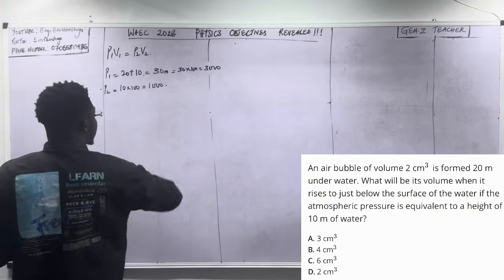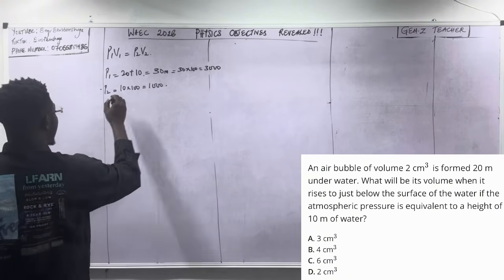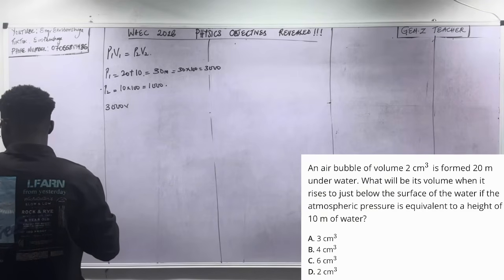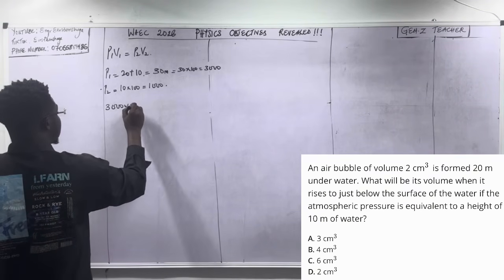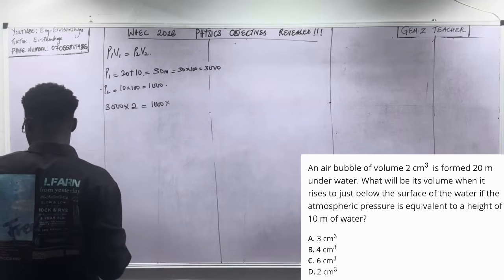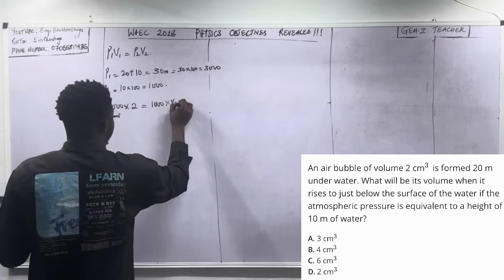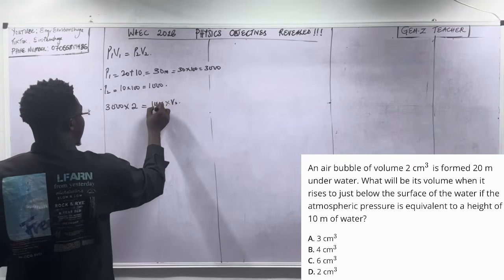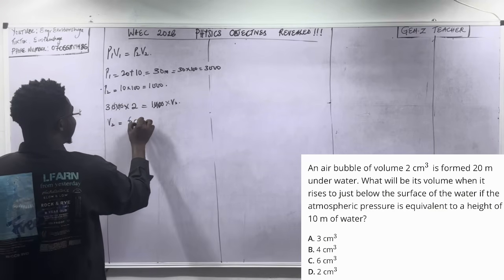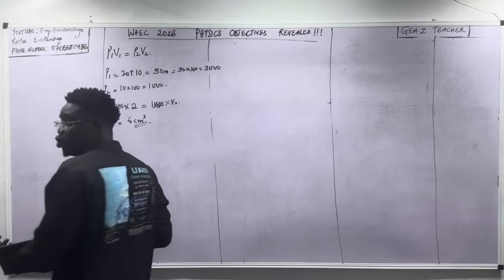So quickly let's solve this question with Boyle's law. P1 is 3000 times the volume, which was 2 cm cube, equals P2, which is 1000, times the volume we are asked to find at the second position. So quickly let's divide. 1000 takes out these values, 2 times 3, so the answer should be 6 centimeter cube as the volume.